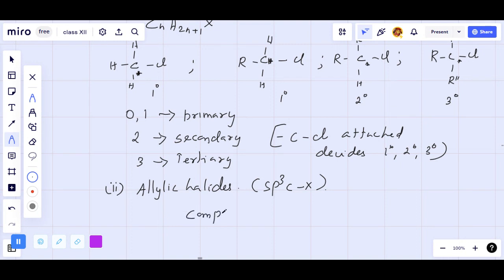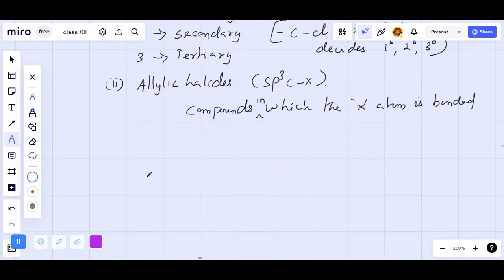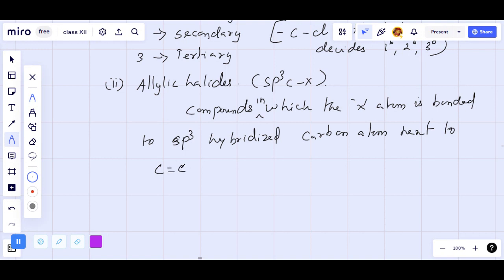So these are compounds in which the halogen atom is bonded to an sp3 hybridized carbon atom next to a C=C double bond. This is called allylic. So allylic halide means the compounds in which the halogen atom is bonded to an sp3 hybridized carbon next to a C=C double bond. For example, this is an allylic.